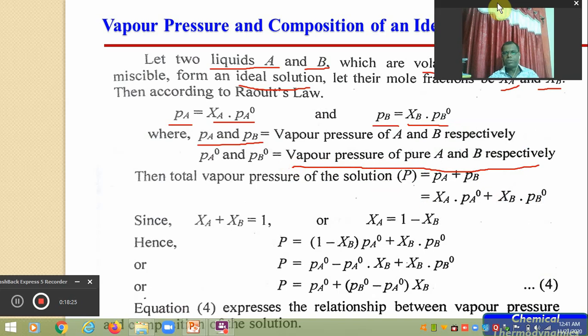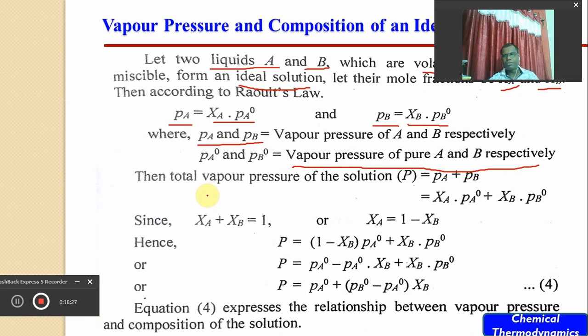Therefore, the total vapor pressure of the solution will be equal to the sum of the partial vapor pressure of liquid A plus the partial vapor pressure of liquid B, that is, P is equal to PA plus PB. If we put these values of PA and PB, then we will get the equation P is equal to XA into PA0 plus XB into PB0. As you know, dear friends, the addition of mole fractions of all the components in the solution is always equal to 1.